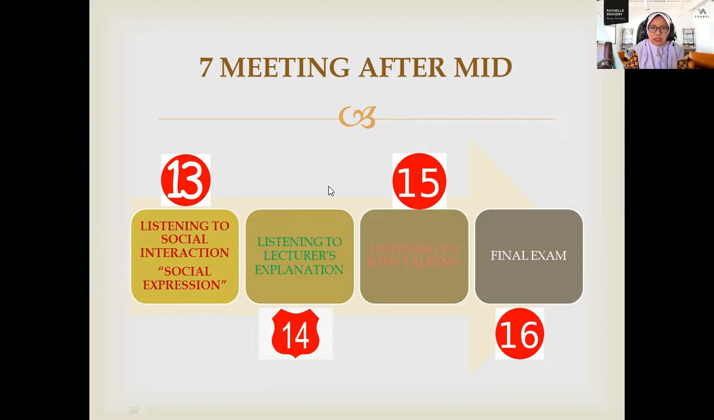And then on the 14th meeting, listening to lecturer's explanation, we are going to listen to lectures while the lecturers are delivering their materials in English. There are so many lectures. There are lectures of philosophy. There are some lectures of language. And we are going to focus on the lectures of English language and education. So we are going to know about their explanation in English and also understand the detailed information about their explanation.